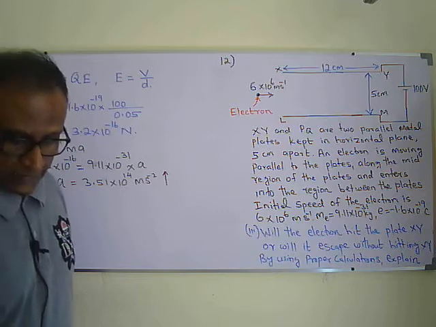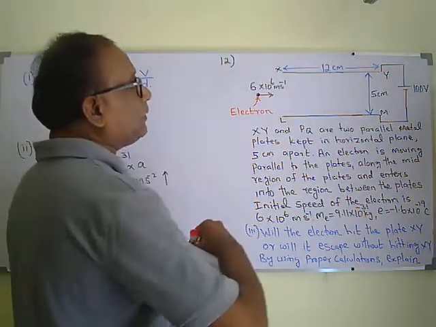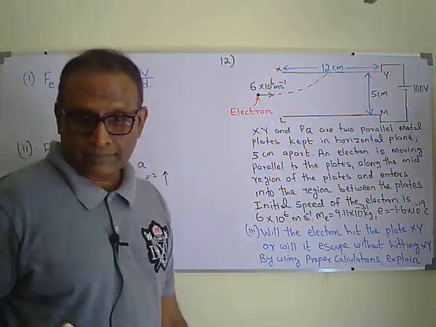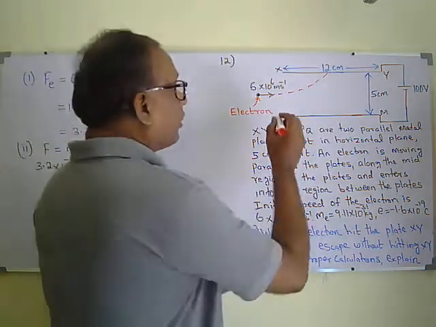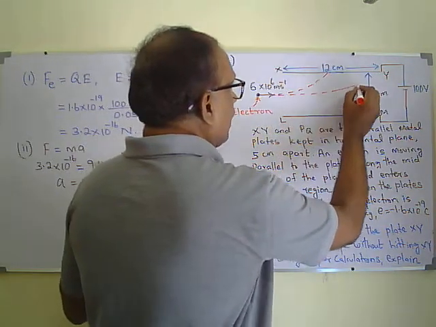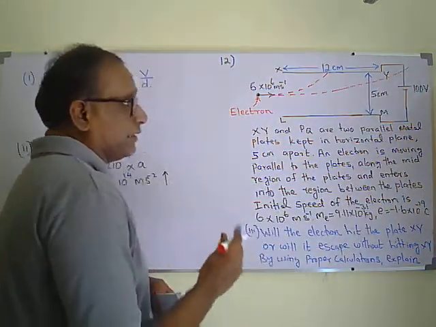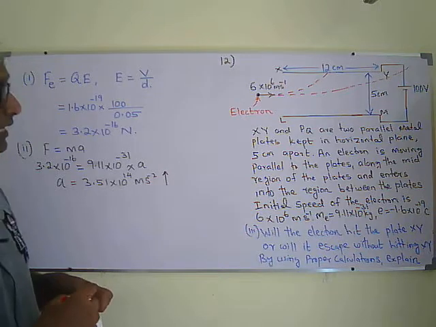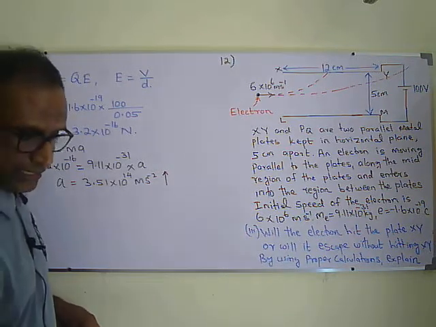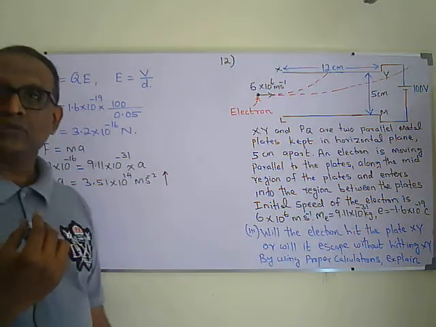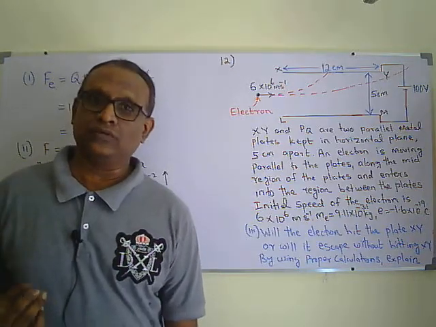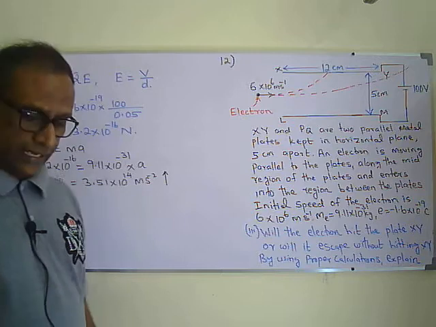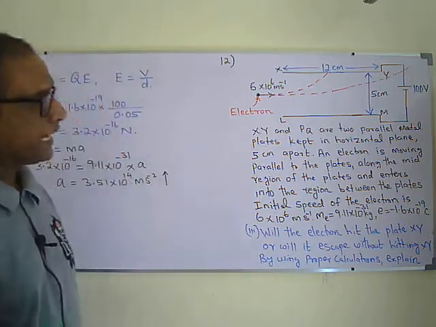So there are two possibilities. It can hit the plate XY somewhere here, like in the previous question, or it can move out of the plates without hitting, but with a changed velocity and direction. What will happen? First you should decide how you can confirm that, and what calculations you should do. I'm getting an idea like this.